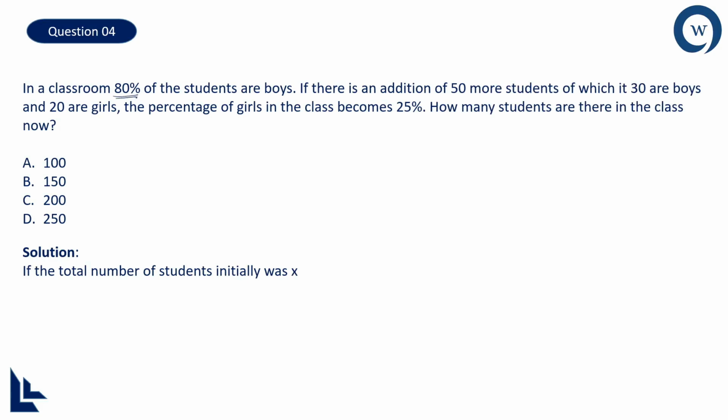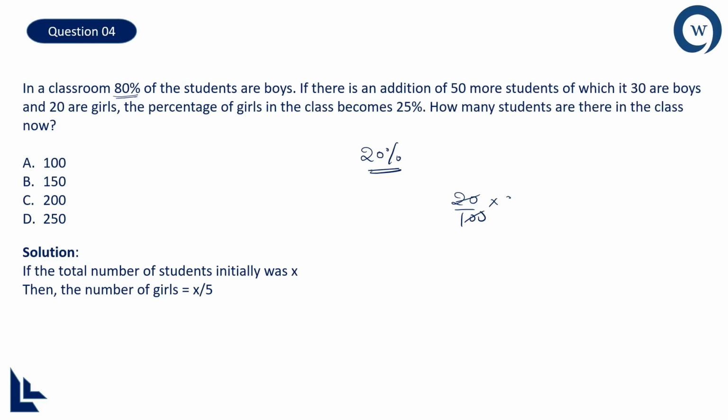So if 80% are boys, 20% will be girls, right? And 20% of this x. How much is 20% of x? 20 divided by 100 of x, right? So 1s are 5s are. So that is x divided by 5. Number of girls is x by 5.